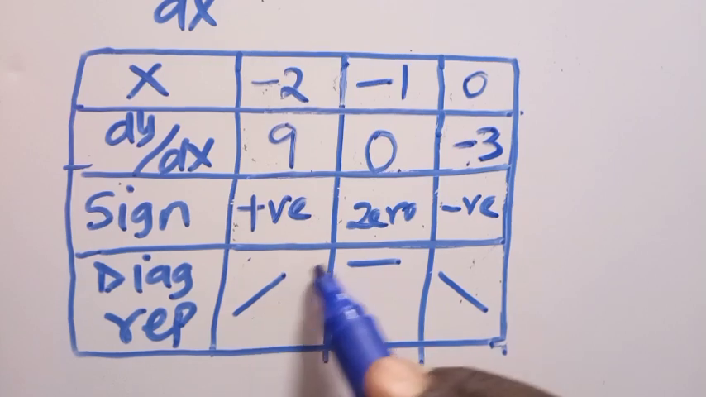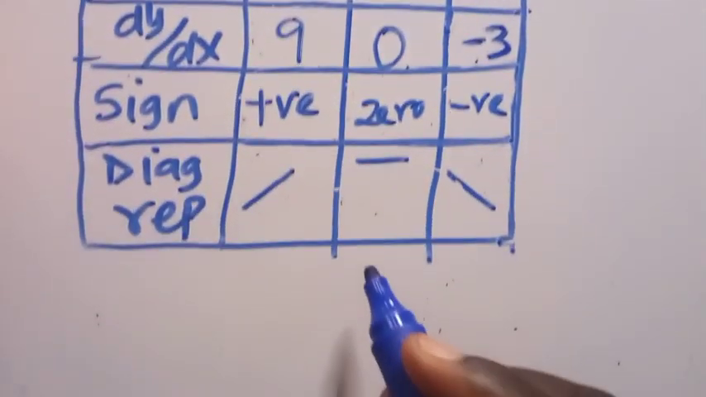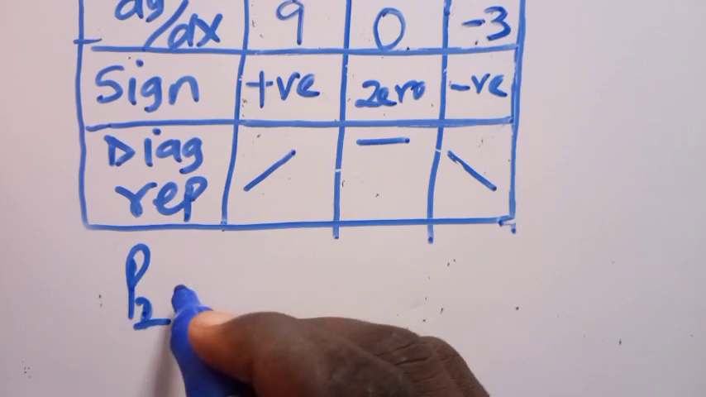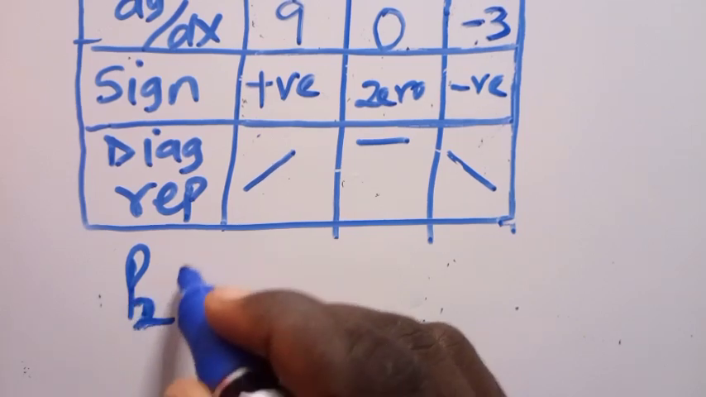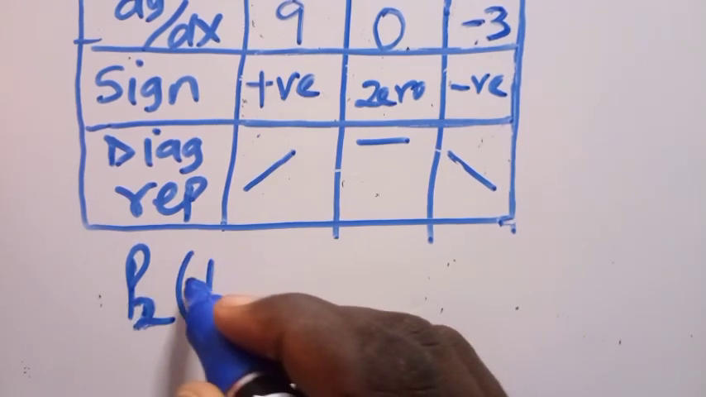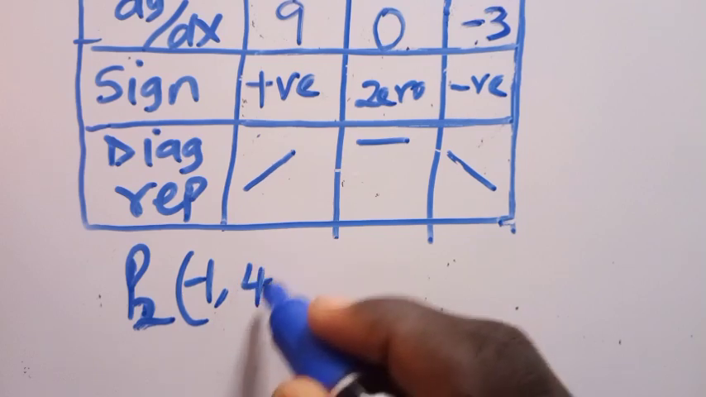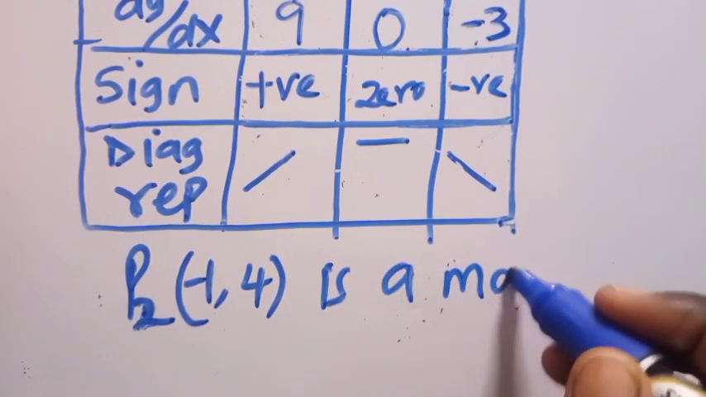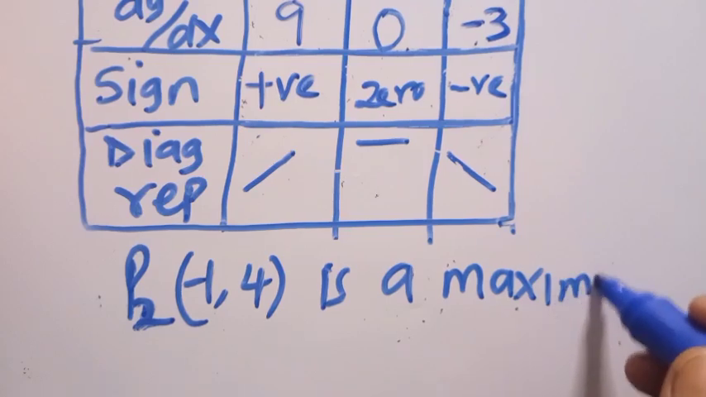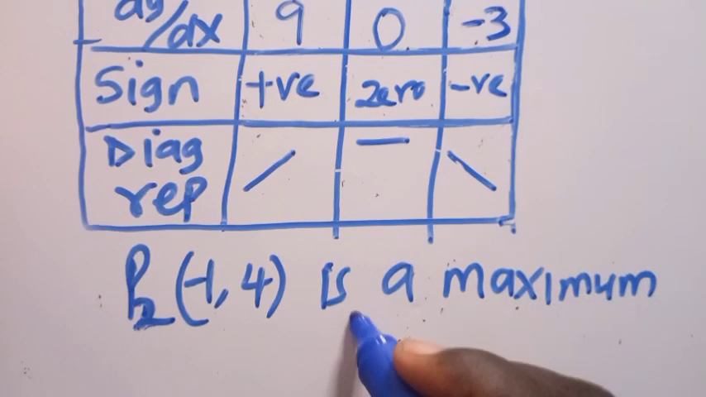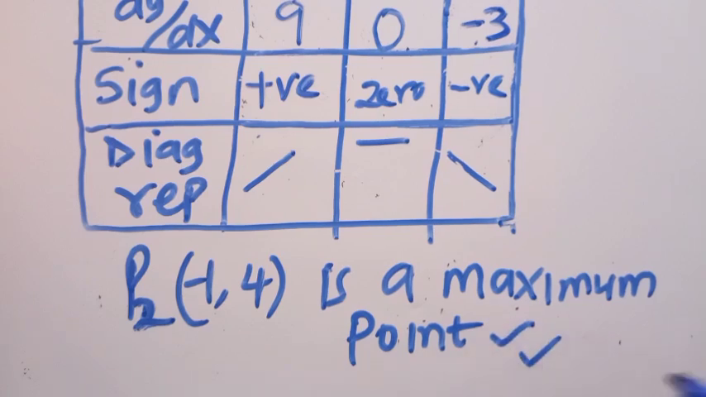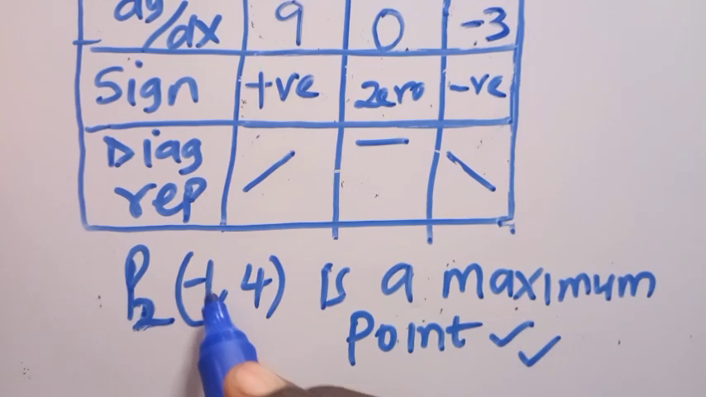Therefore, the diagrammatic representation will be positive, 0, negative. Therefore, this is a maximum point. We can say that the point negative 1, 4 is a maximum point. That is the nature of the point negative 1, 4.